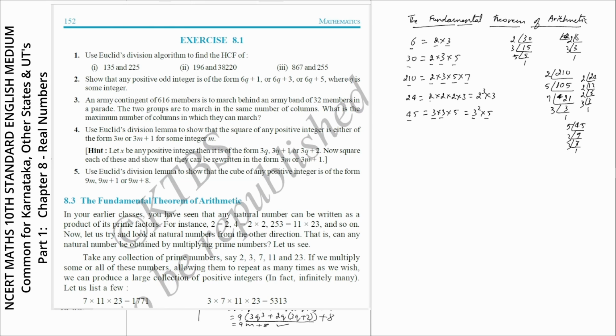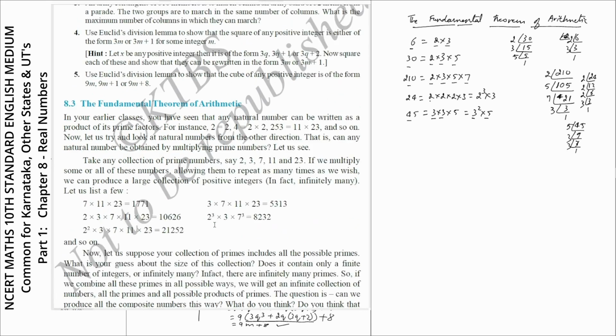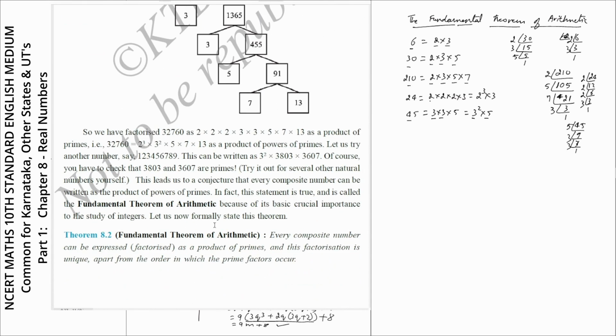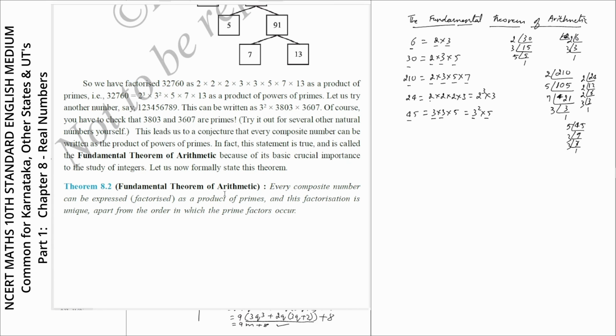So from this, what can we conclude? We can write any composite number in terms of a product of prime numbers, and that's what the fundamental theorem of arithmetic says. If you see the definition in the textbook, the fundamental theorem of arithmetic says every composite number can be expressed, that means factorized, as a product of primes. So this is what I have done here.